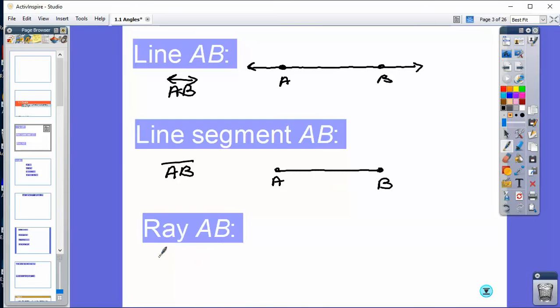If I say ray AB and it's written like this, what does that mean? Starts at A, goes through B and keeps going. So a ray essentially has one endpoint, keeps going the other direction. You guys remember these? I've seen all those. Okay.